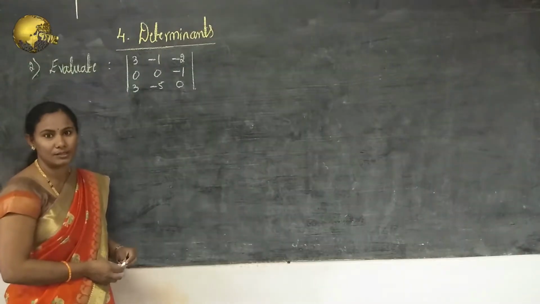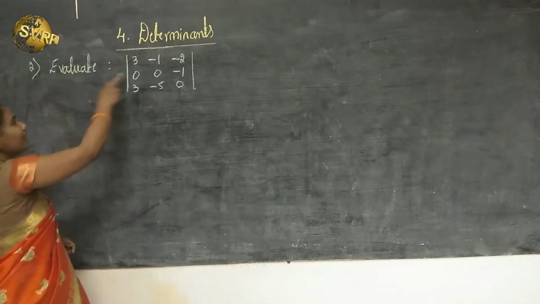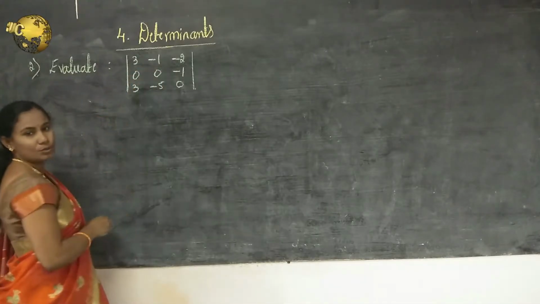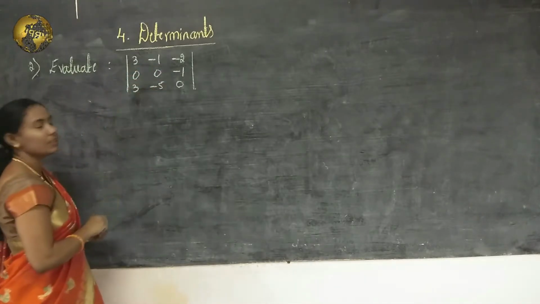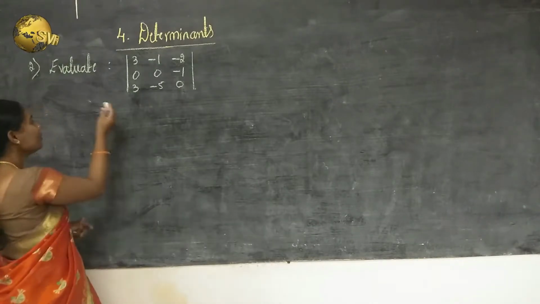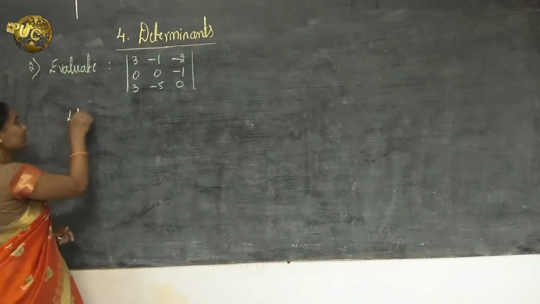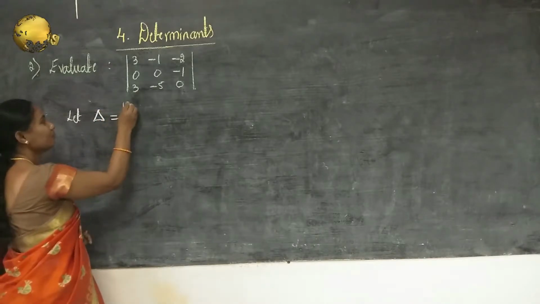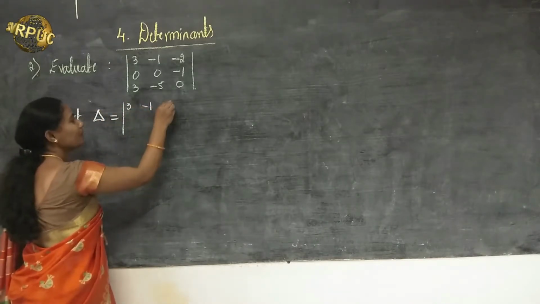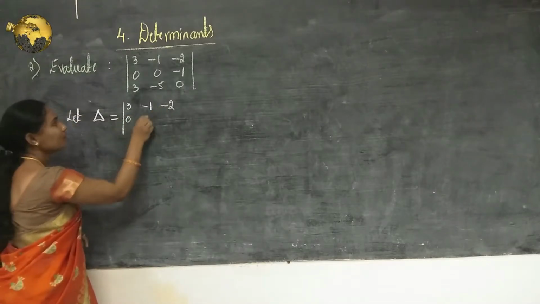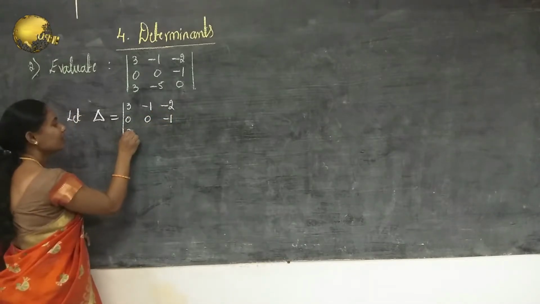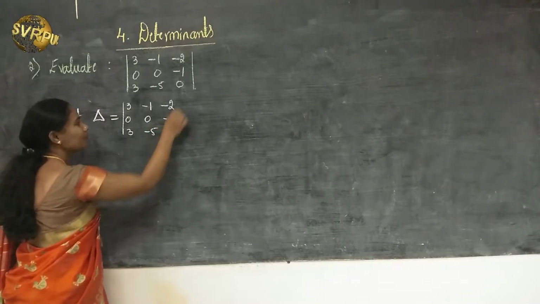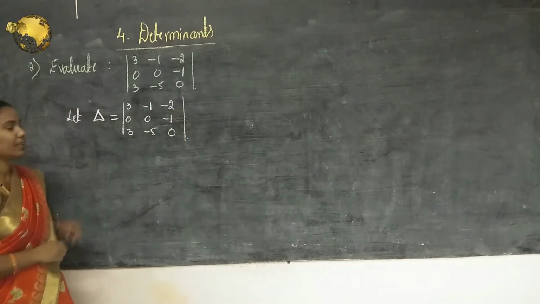Let me take one more example here. Evaluate the determinant 3, minus 1, minus 2; 0, 0, minus 1; 3, minus 5, 0. So first let me consider the given determinant as delta. Delta is equal to 3, minus 1, minus 2; 0, 0, minus 1; 3, minus 5, 0. This is the given determinant.